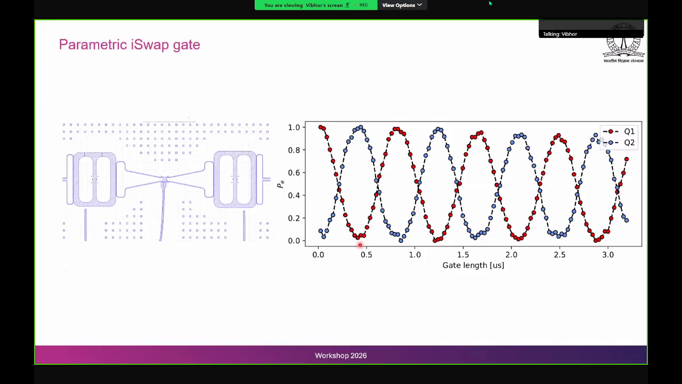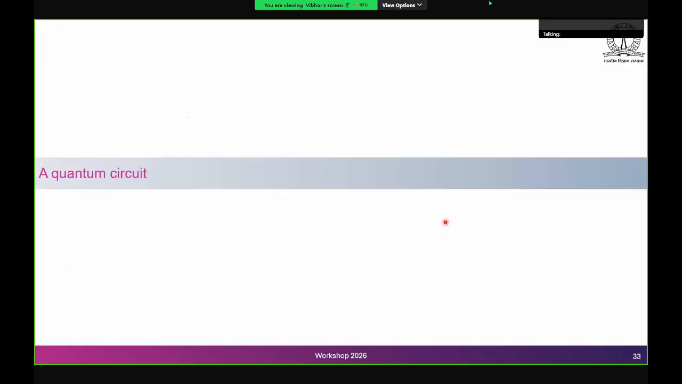And just to confirm that this is indeed the case, one can continue to measure and do multiple swaps. Okay, so that's one way one can implement a parametric iSWAP gate. Unfortunately, I will not have time to cover all different types of 2-qubit gates. But just like iSWAP, a parametric version of iSWAP, CZ and CX gates can also be realized similarly.